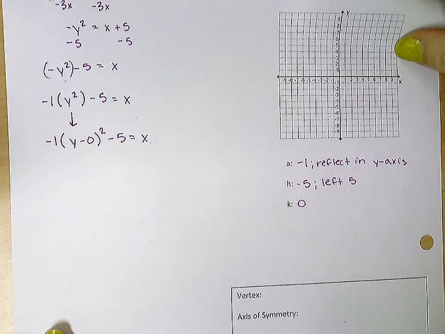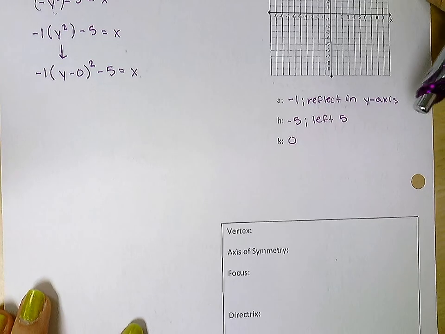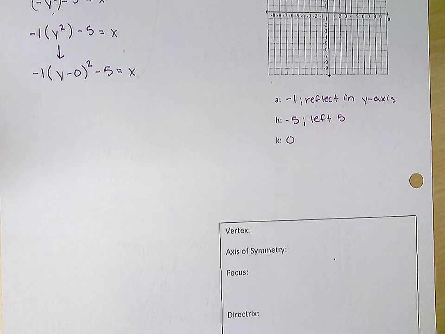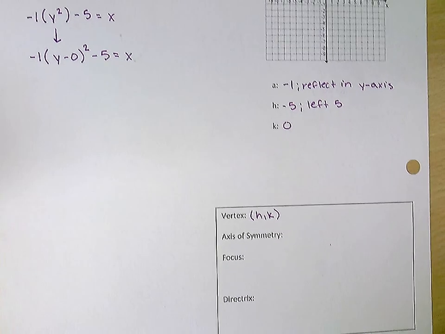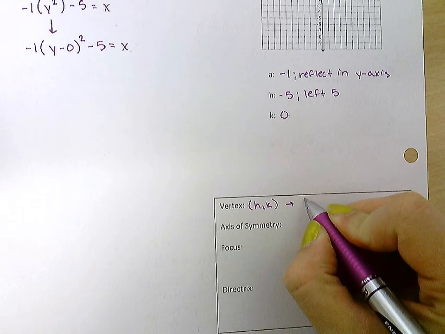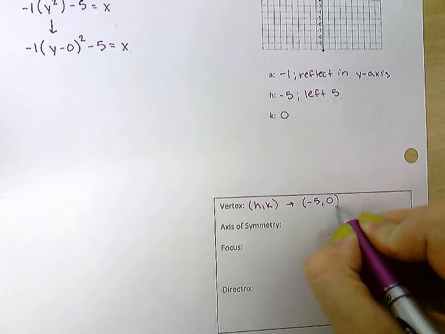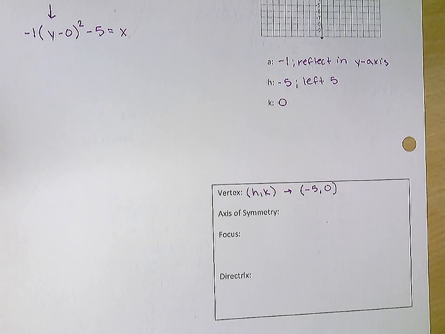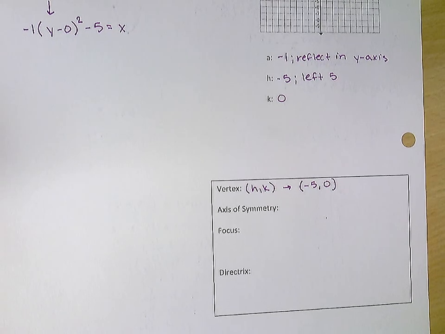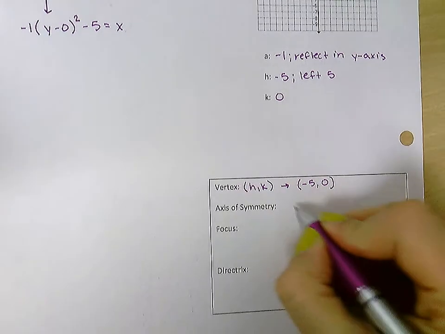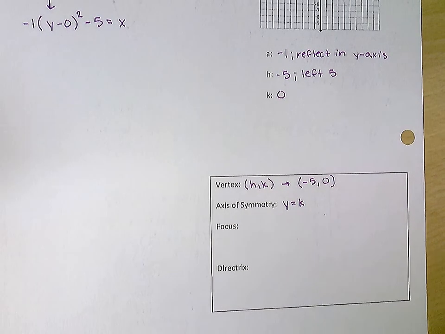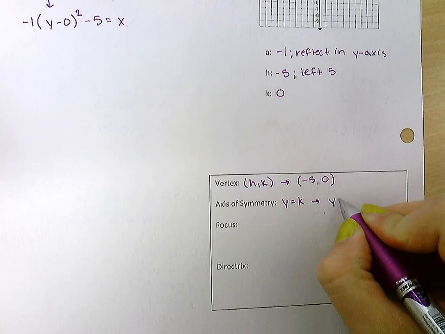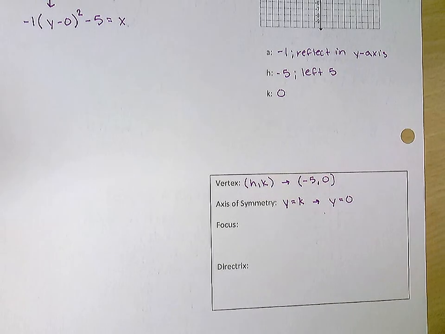So now I can find the vertex for this type of graph. Since it's an x equals, it's going to either open left or right. And your vertex is still at (h, k). I already found what h and k are. So h is negative 5 and k is 0. So that is my vertex. Your axis of symmetry for an x equals graph is y equals k. So our axis of symmetry is at y equals 0 since k was 0.